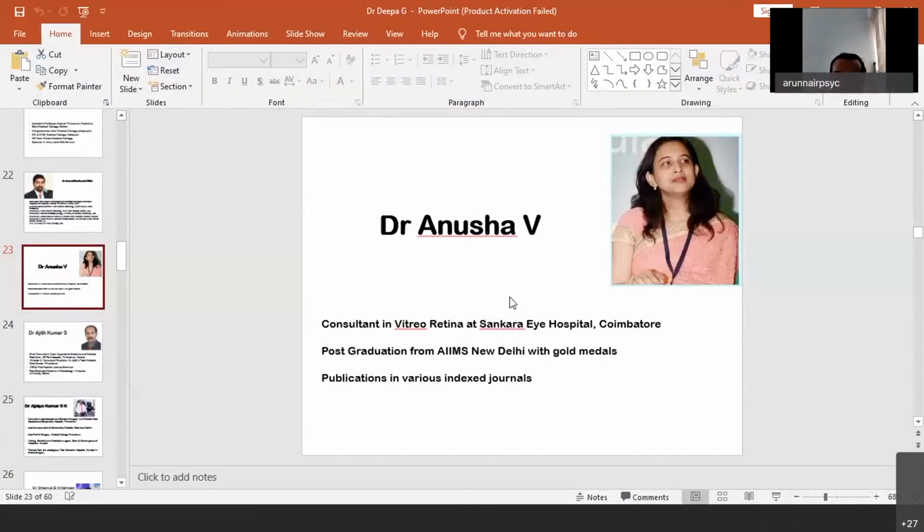Anusha V, another product of Trivandrum Medical College. She was an MBBS 1998 admission student of Trivandrum Medical College. After her MBBS, she completed her post-graduation in ophthalmology from AIIMS New Delhi with gold medal. And she is now currently working as a vitreoretinal surgeon in Shankara Eye Hospital. And she has numerous publications to her credit in indexed journals.